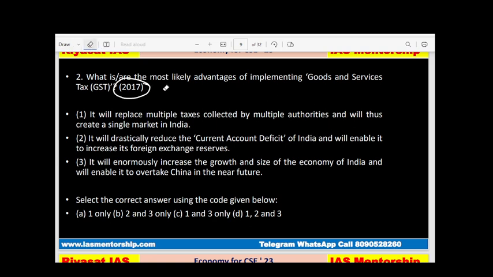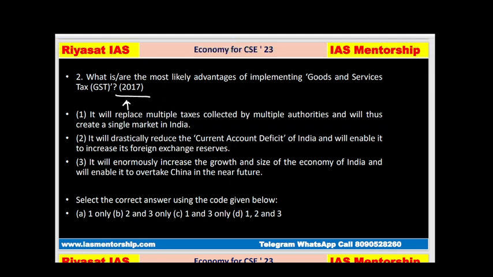What are the most likely advantages of implementing GST 2017 just after the implementation of GST? First, it will replace multiple taxes collected by multiple authorities and thus will create a single market. Absolutely correct statement है भाई, कोई दिक्कत ही नहीं है. It will drastically reduce the current account deficit. This is your red flag.